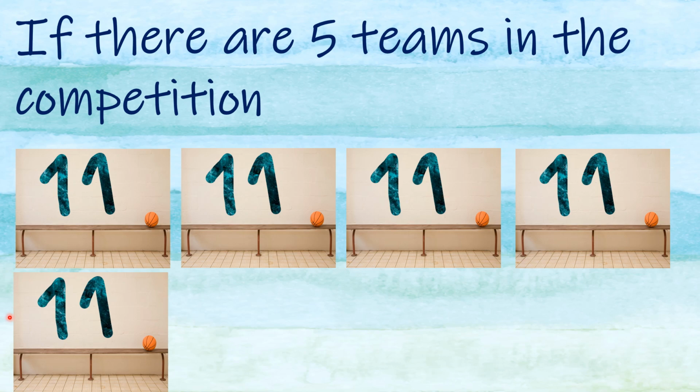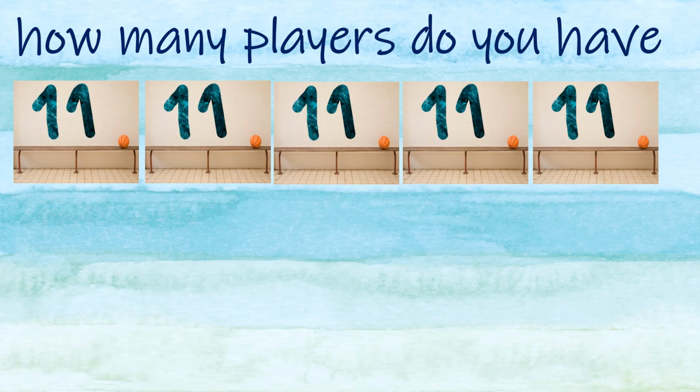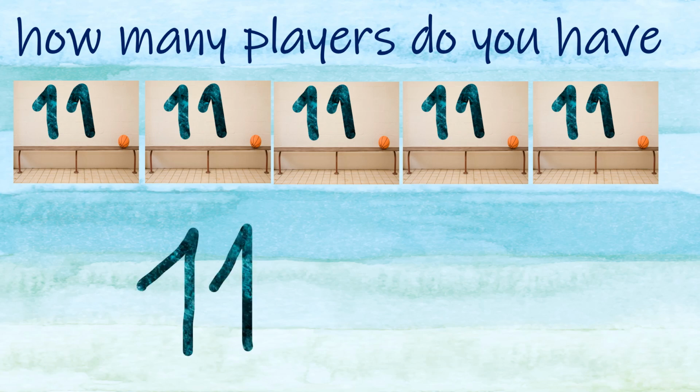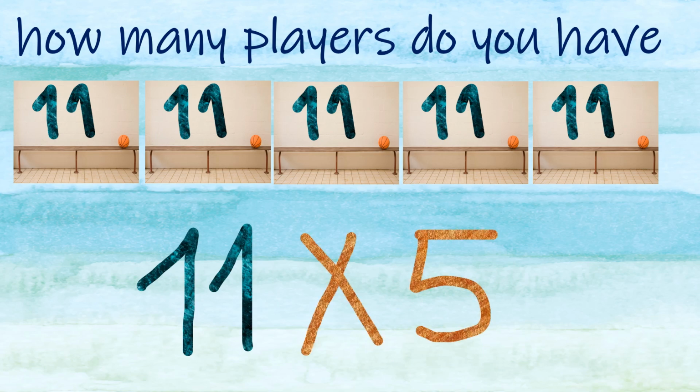The container or holder is the team and each one has 11 players inside. Then this is the drawing we had before with the 5 teams and each team has 11. So how many players do you have? Well, that's going to be 11 because each team has 11. And then how many times do you have the 11? 5 times. So 11 times 5.